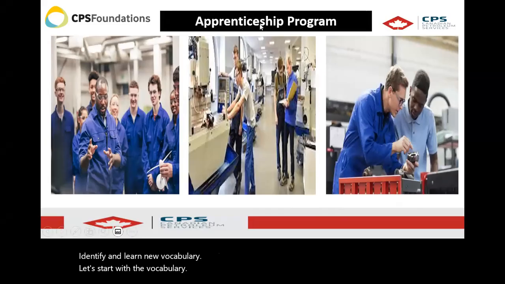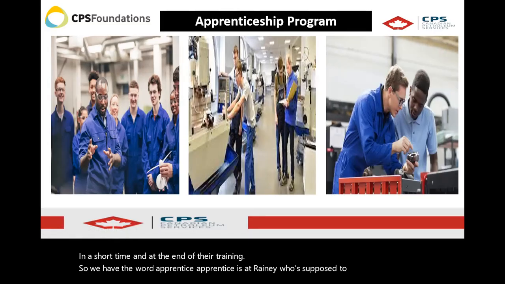The first expression is apprenticeship program. An apprenticeship program is a program that is designed to train trainees who will be employees in some companies in a short time and at the end of the training. So we have the word apprentice. An apprentice is a trainee who's supposed to be an employee or a worker after finishing his training.